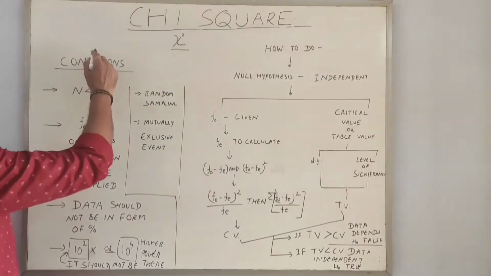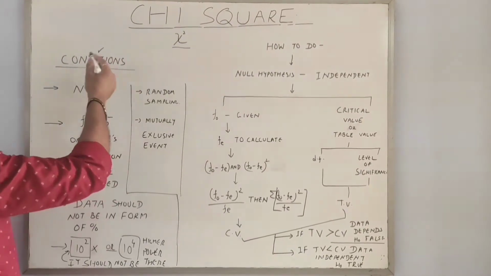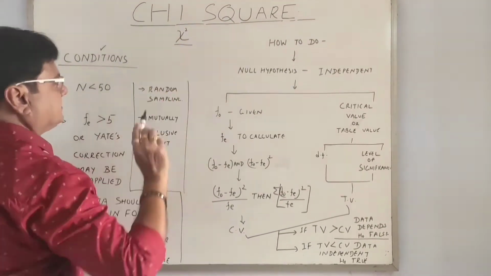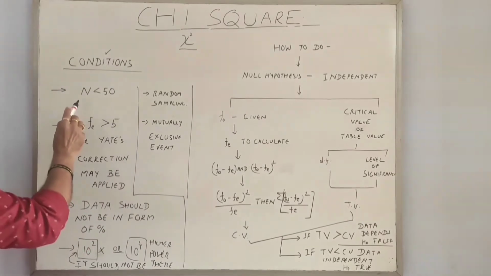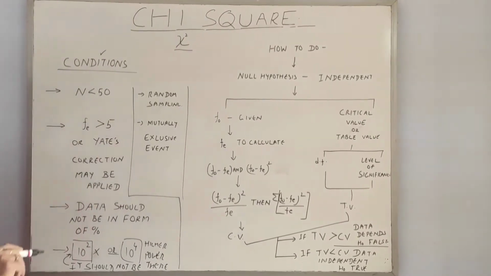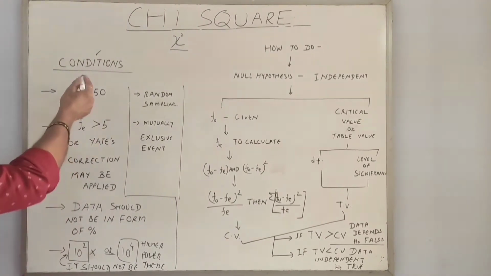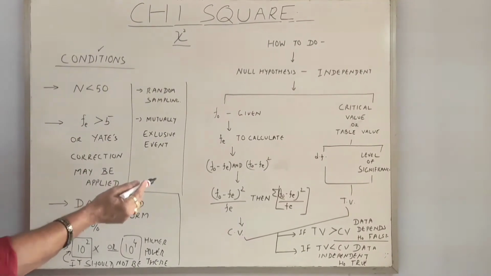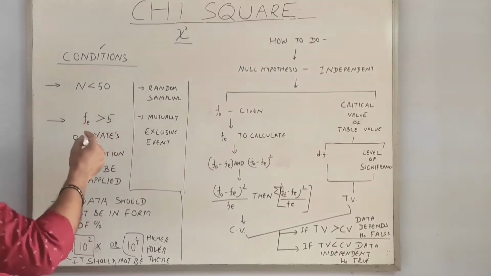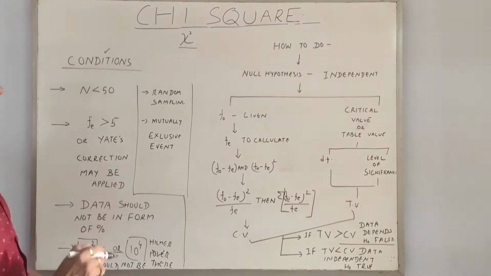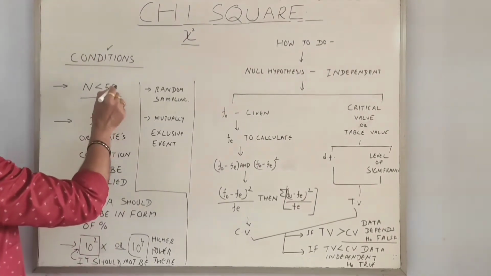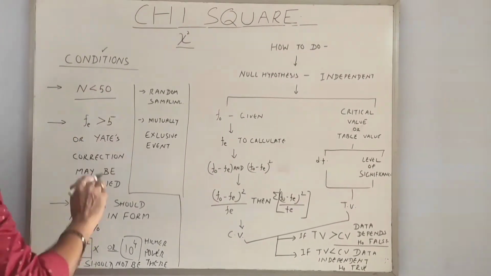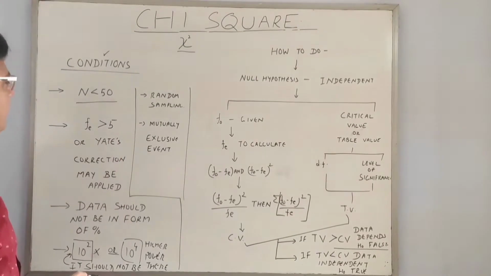Now we are coming to the conditions in which this chi-square test is applied. The first condition is n should be less than 50. It may be like in our questions n is even lesser than 50, but that is only for your understanding. But in practice, the number of items should be at least 50, then chi-square test should be applied.